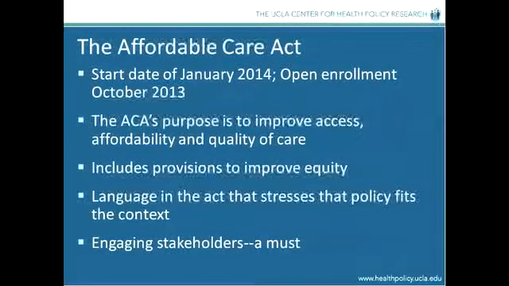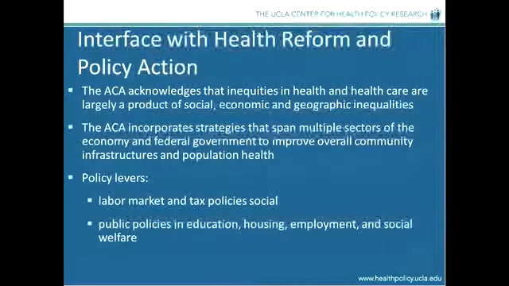There's language in the Act that stresses that policy should fit the local context and that engaging stakeholders is a must. The interface then with health reform policy action is that the ACA acknowledges that inequities in health and healthcare are beyond the healthcare system, and that it's largely a product of social, economic, and geographic inequalities. So the ACA incorporates strategies that span not just the health sector, but multiple sectors of the economy and federal government to improve overall community infrastructures and population health.